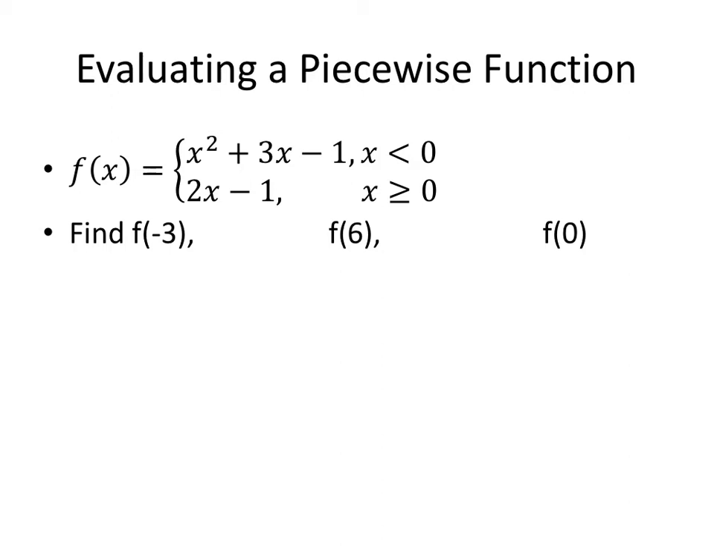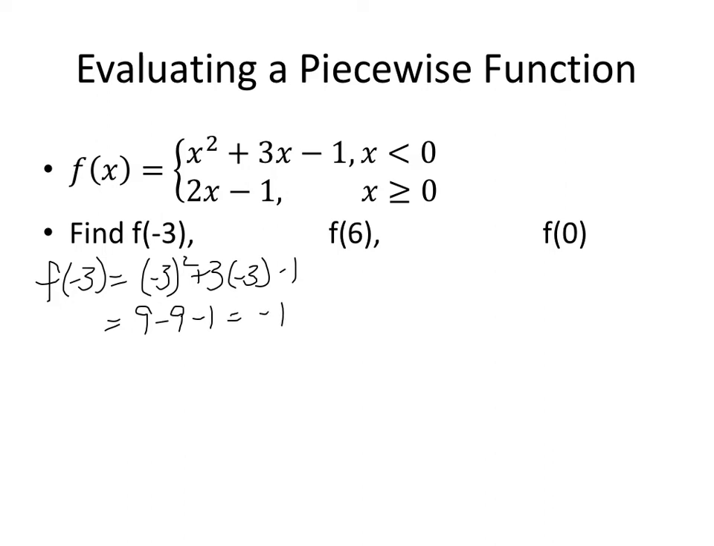Okay, so in this case we need to look at what's our input, and which of these categories does it fall into? Well, we've got -3 here, and 0 is our dividing point. -3 is less than 0, so we're going to use this top function. So f of -3 would actually be -3 squared plus 3 times -3 minus 1, which is 9 minus 9 minus 1, which is -1.